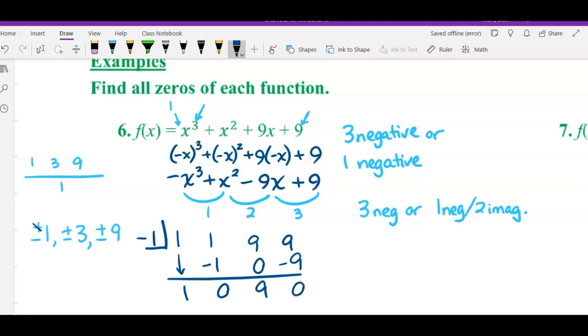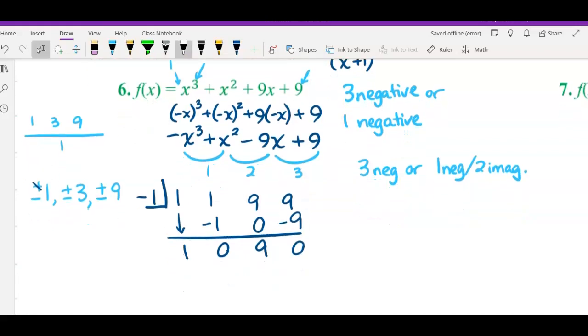Now remember, I really didn't need to start with positive 1, did I? Because I know I don't have any positive roots, so that was kind of silly. But in the interest of practicing synthetic division, it does kind of reaffirm that we're probably on the right track. So negative 1 is one of my roots. That's one of them. So I'm going to put it up here at the top. X plus 1 is one of the factors.